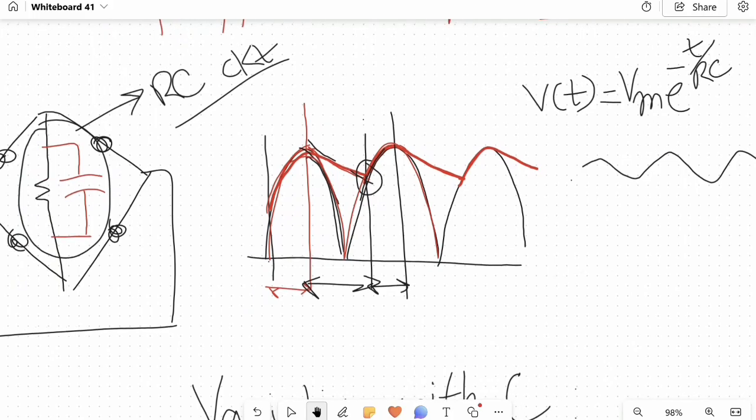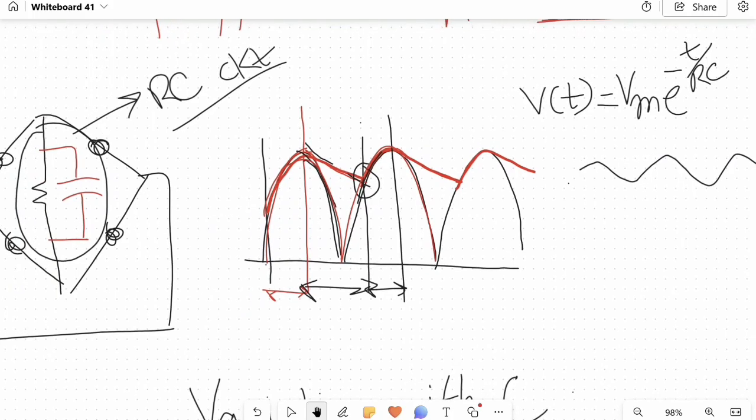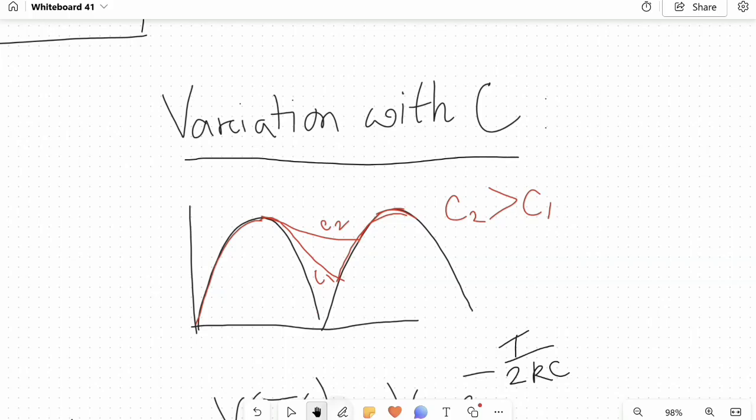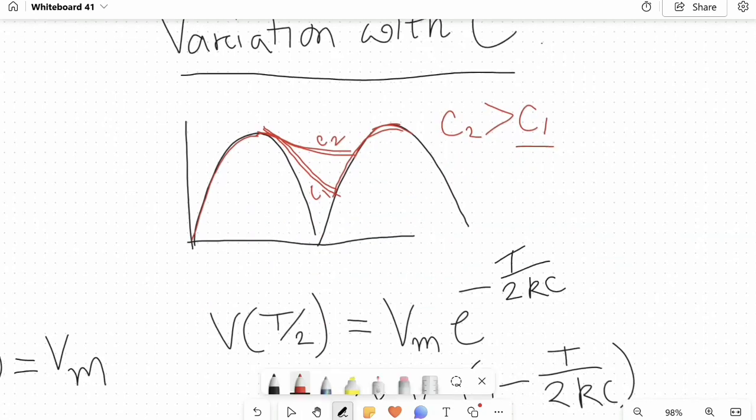Since we have introduced a new device, the capacitor, we need to know how the output waveform varies with the change of the capacitor. Now if we look at it, we can see that for a small capacitor, let's say C1, the discharging is much faster than for a larger capacitor. Another interesting thing is that for a small capacitor, this was the discharging period, and for a larger capacitor, this is the discharging period. So the discharging period increases as the capacitance increases.